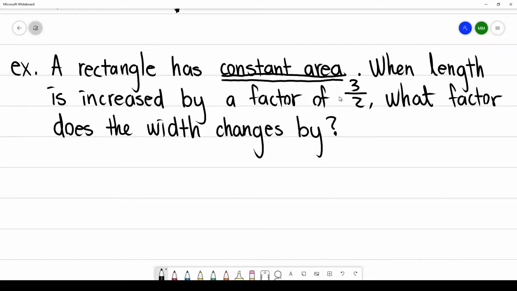So I want you guys to try this out again. The length is increased by a factor of 3 over 2. So not a whole number, but it's still a number, 3 over 2. So what factor does the width change by? And again, constant area, so it's inversely proportional. Good luck.